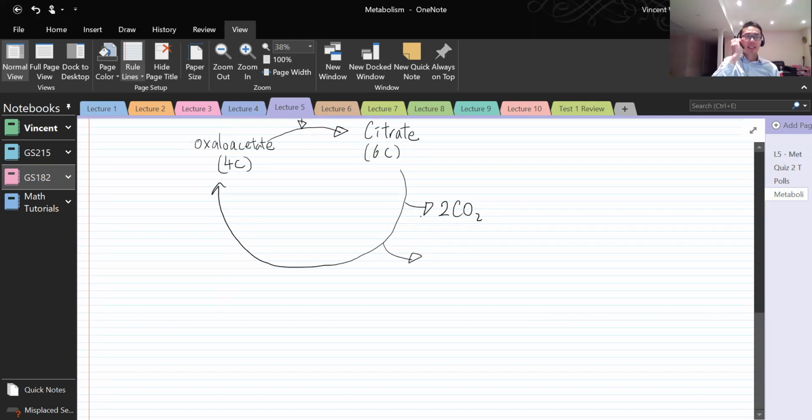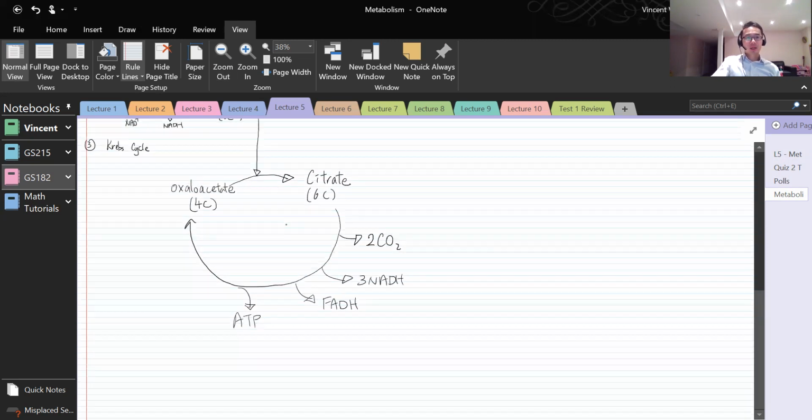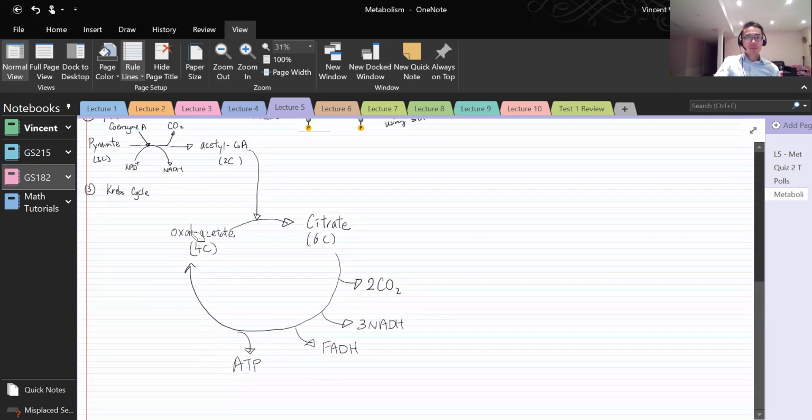Also along the way, you will be releasing high energy electrons, and some of it will be captured by the NAD+, and you will generate NADH. So that's going to be a total of 3 NADH. And then we will have an FADH2 as well. And also we will be producing 1 ATP. So that is what happens in 1 spin of the Krebs cycle. These are all the things that you'll be producing.